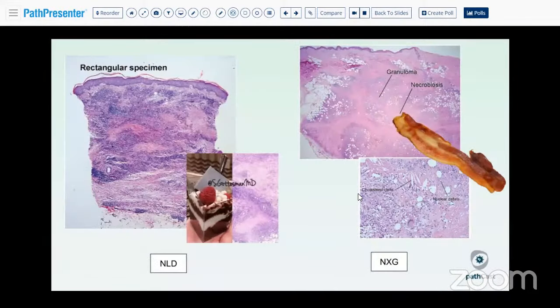Side by side, so layer cake of NLD versus I think of NXG as more of a stripy bacon. And that helps me remember that it's got those cholesterol clefts in it.